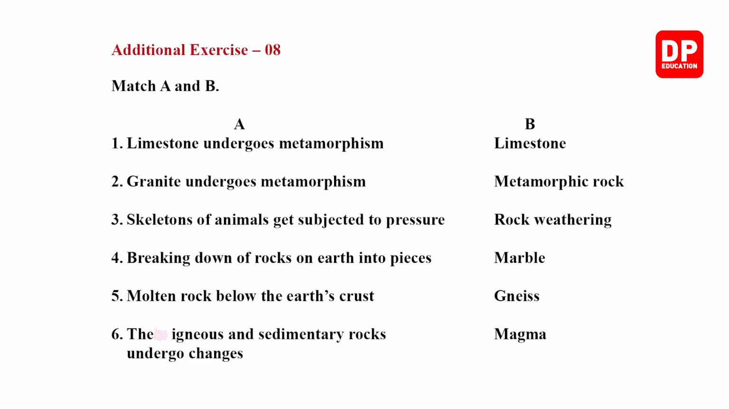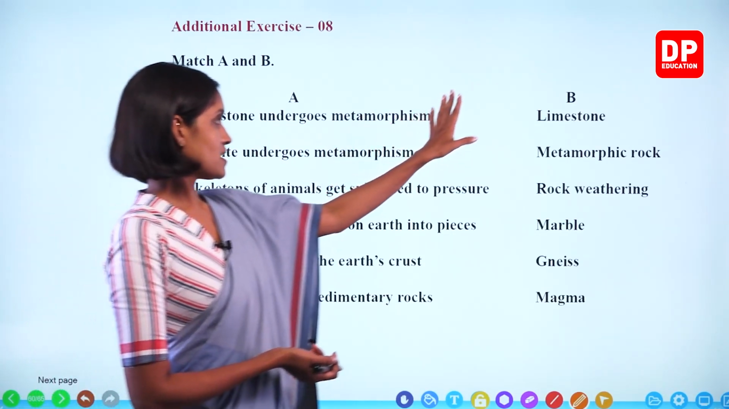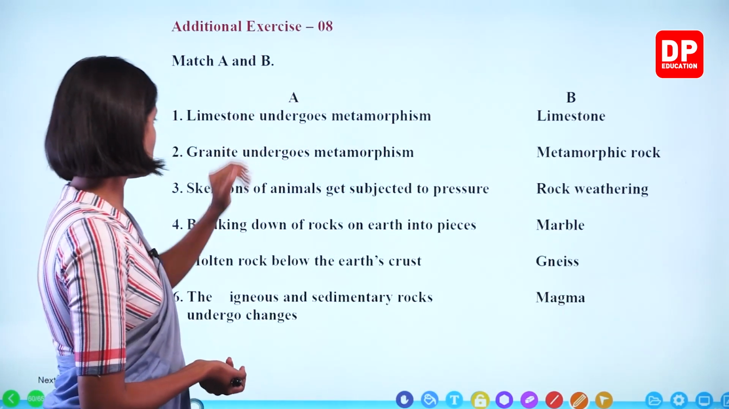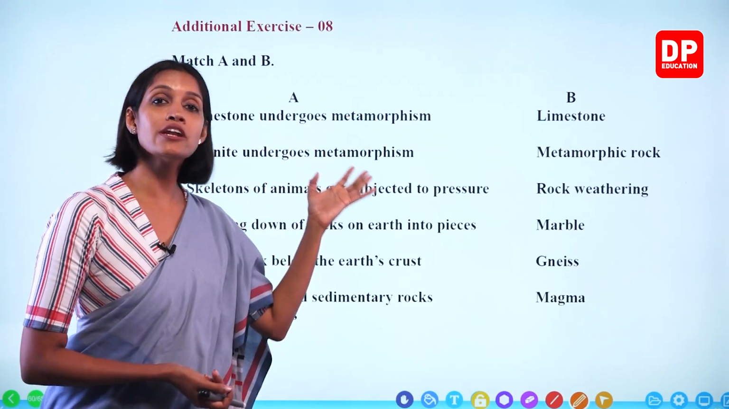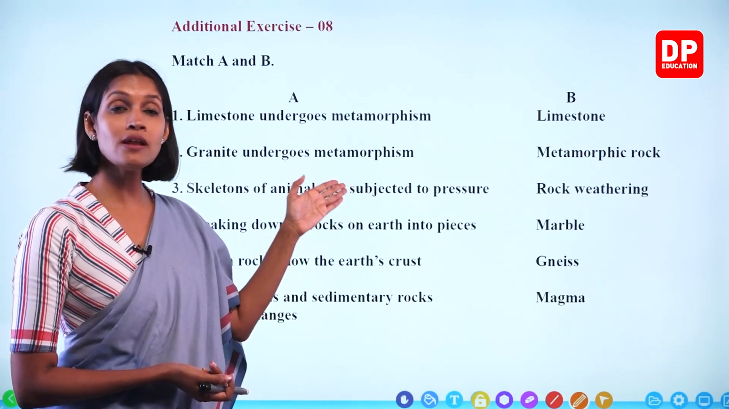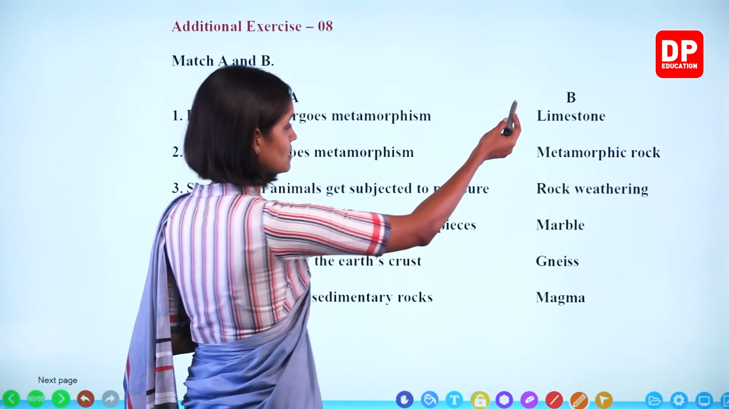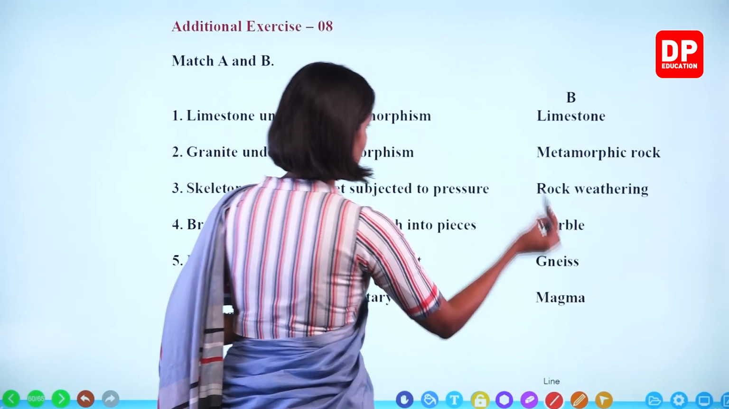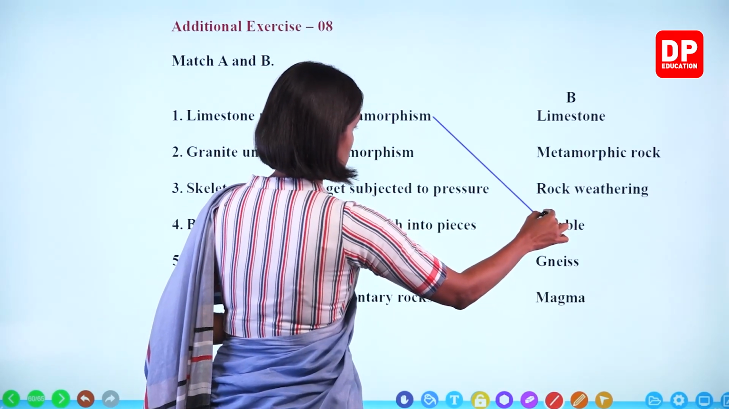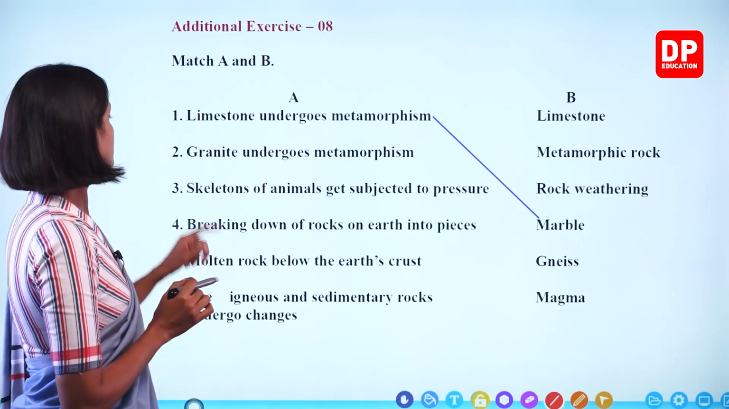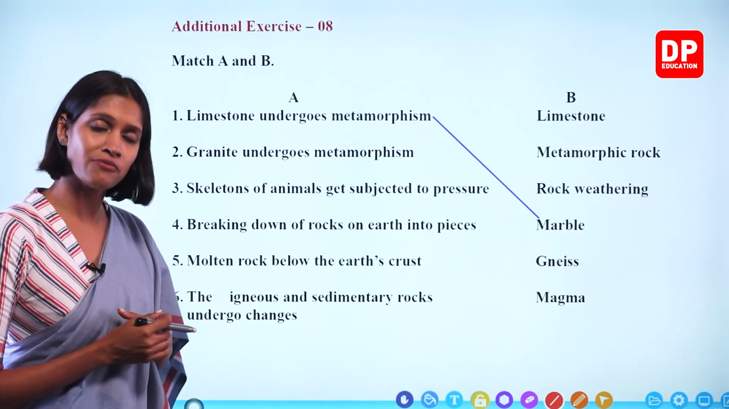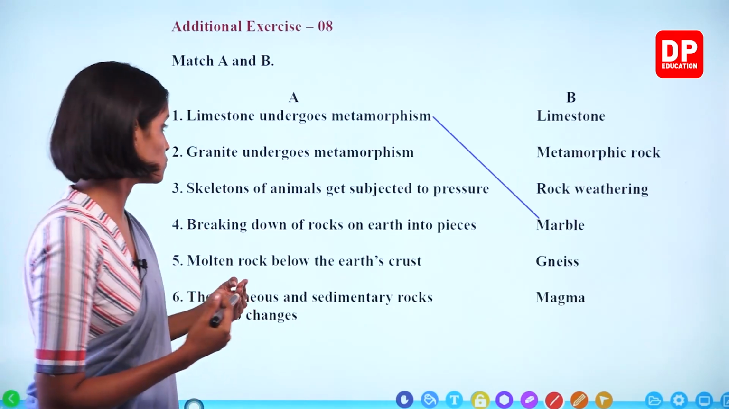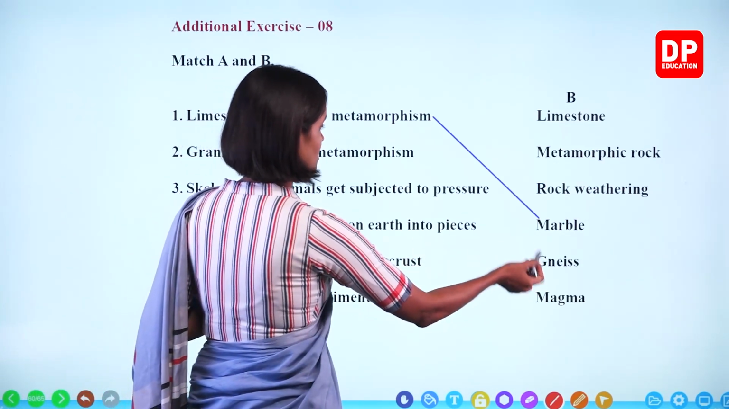Okay, exercise number 8, match A and B. So here some words are given in this B side. We have to match them with A. Number 1, limestone undergoes metamorphism. When limestone undergoes metamorphism, what is made, children? Marble. Let's check whether marble is here. Here we have marble, right? So let's match these 2, right? Granite undergoes metamorphism. When granite goes through changes during metamorphism, what happens, children? Gneiss rocks formed, okay? Here, gneiss.